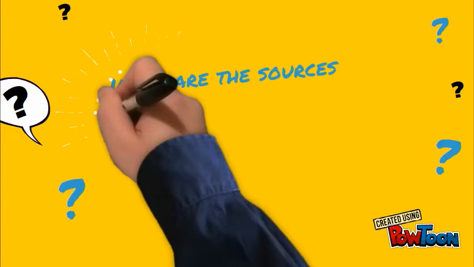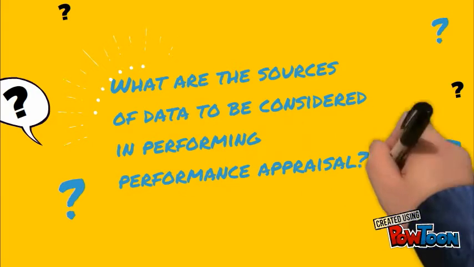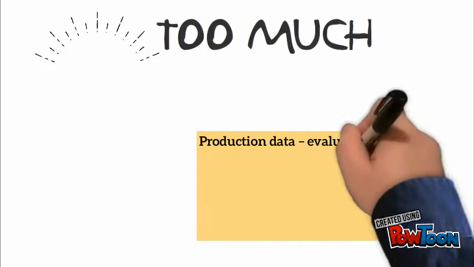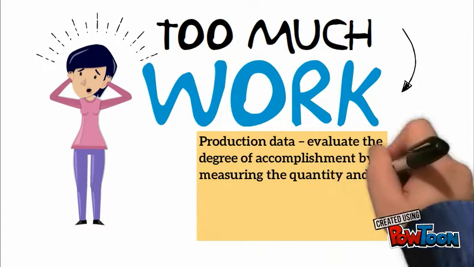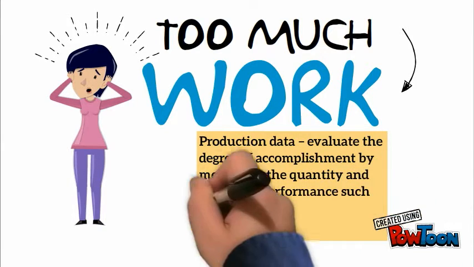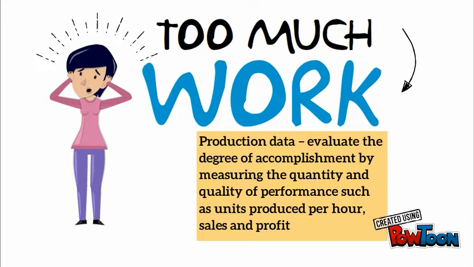Next, what are the sources of data to be considered in performing performance appraisal? Sources of data in appraisal include production data, wherein it evaluates the degree of accomplishment by measuring the quantity and quality of performance such as units produced per hour, sales, and profit. These are considered the best measures of performance because they are directly observable and they can be counted.